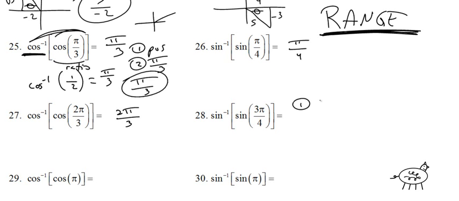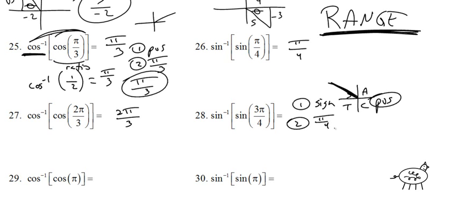First step, I got to figure out the sign. And that's based on All Students Take Calculus. 3 pi over 4 is in this quadrant here. Sine is positive. Okay, that's the first thing. The second thing is super easy. That's just, look at the bottom number. That's pi over 4. So the answer to this problem is pi over 4.